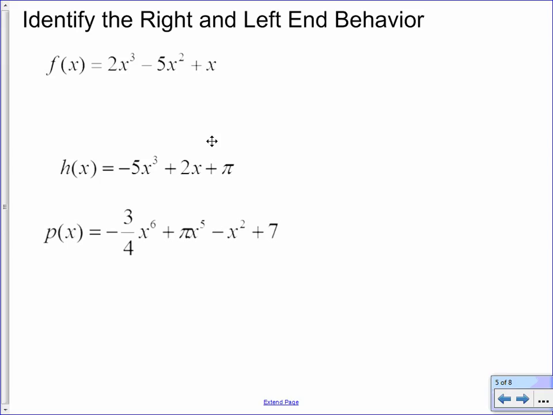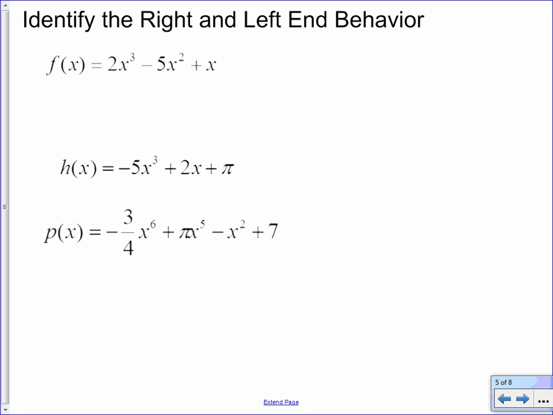Okay, let's talk about f of x right here. Is f of x written in standard form? Yes. Yes, 3, 2, 1. It's the same one we had yesterday. What's the degree of f of x? The degree is the highest exponent. 3. What's the leading coefficient? 2. Okay. Does the right side rise or fall?